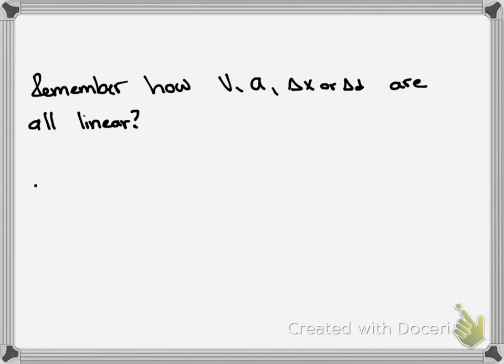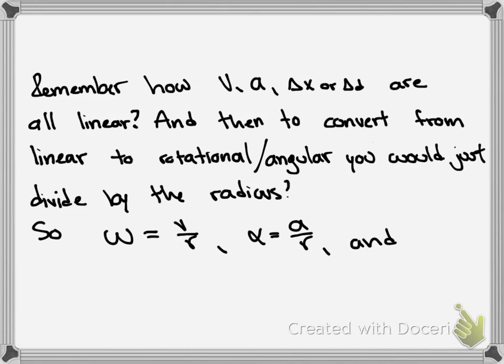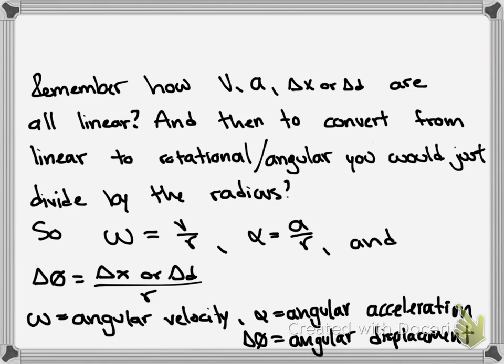Okay, so remember how velocity, acceleration, and displacement are all linear? To convert from linear to rotational or angular, all you do is divide by the radius. So ω equals velocity over r, angular acceleration equals acceleration divided by r, and displacement divided by r is equal to angular displacement. With ω being angular velocity, α being angular acceleration, and Δθ being the angular displacement.